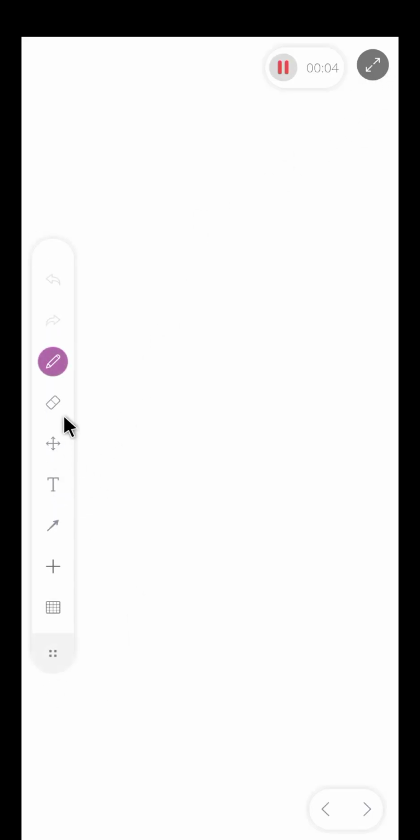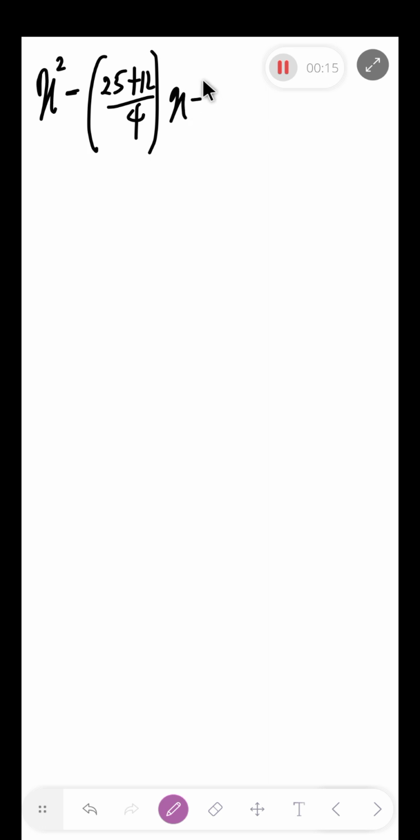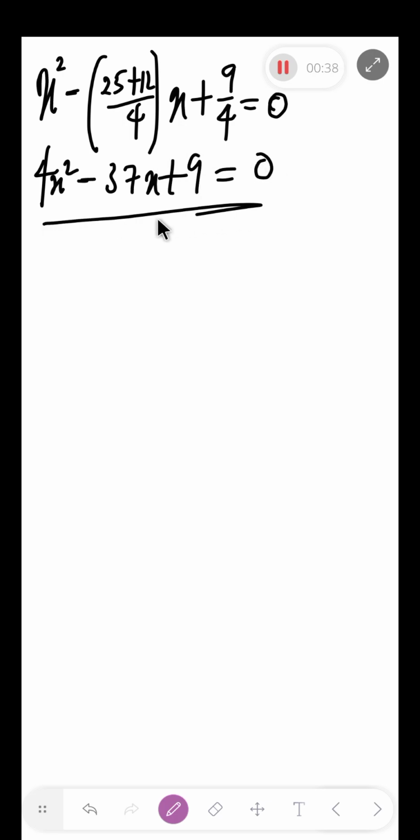So recall that we have x squared minus 25 over 4 of x, then plus 9 over 4 equals 0. This is what we have initially. In this case, we can multiply through by the LCM, and the LCM is 4. So when you multiply each of these terms by 4, you have 4x squared, minus 25 plus 12, and that is 37, with this x, then plus 9 equals 0. So this is the new equation that we have been asked to form.